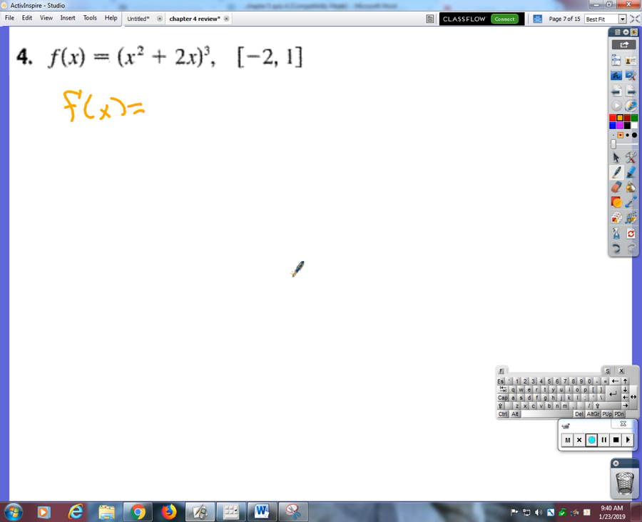So what do you do first? Put the 3 in front. Okay. Yeah. So you just do the power rule on the whole thing.